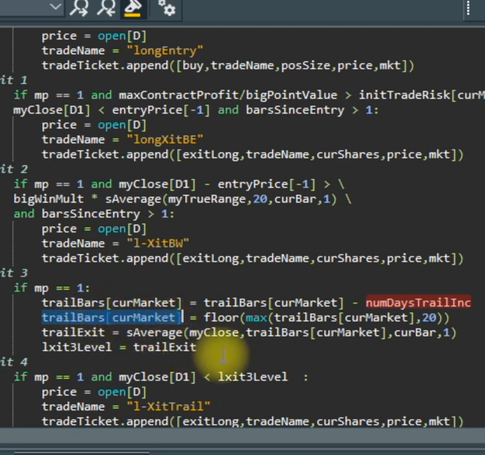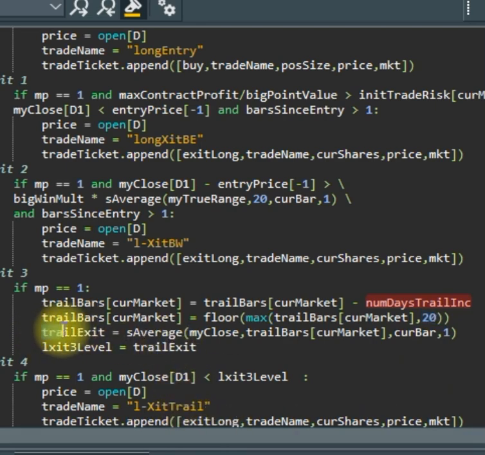we had to compare that to the floor, and I may not need to use floor there. I think I did that to round it to an integer. I want to take the max of trail bars, in this case it's 79, or 20. Now if I get down to like 9 and trail bars becomes 19, I'm going to move it back up to 20. I don't want to go below a 20-day moving average to exit the position.